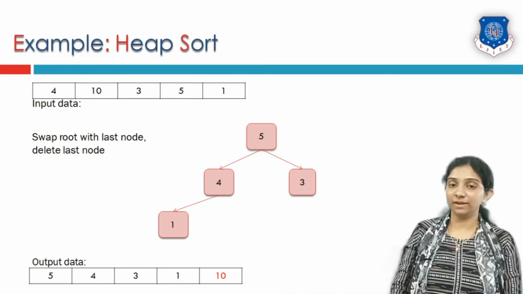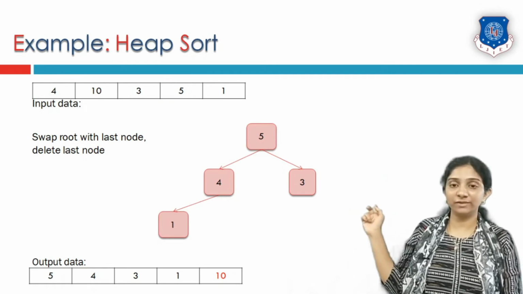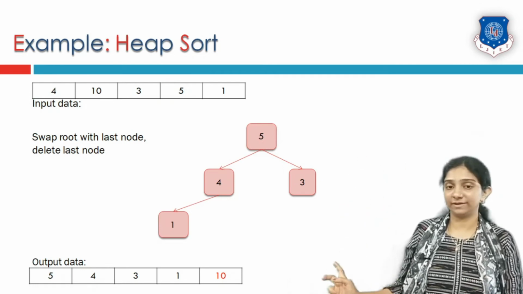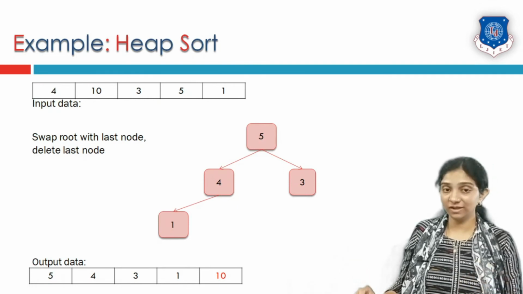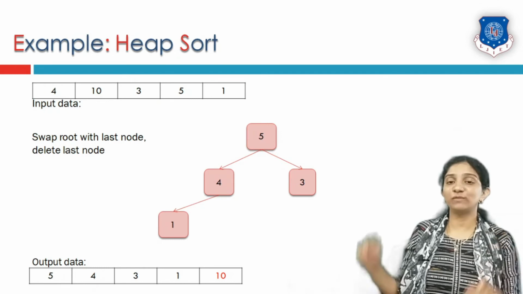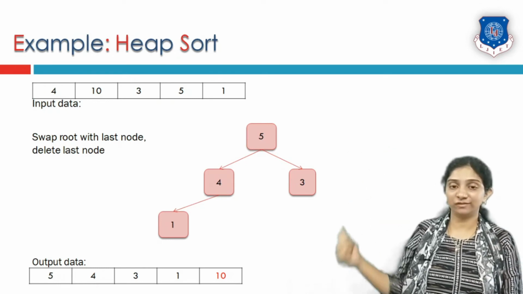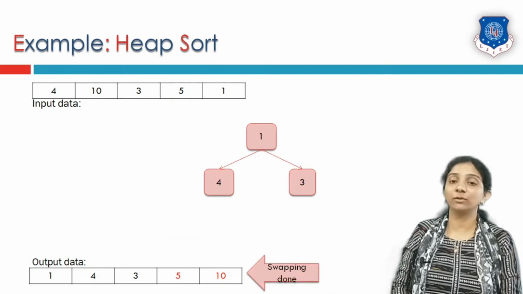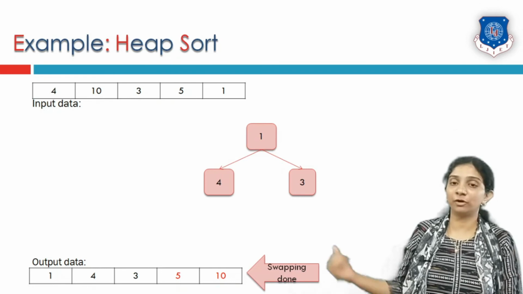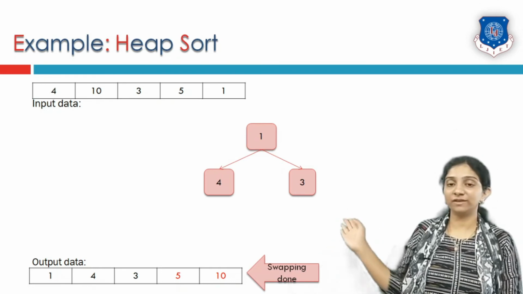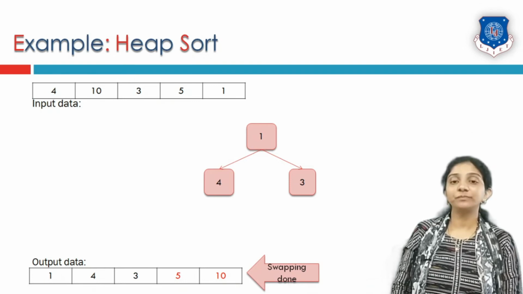Now here again, is it a max heap tree? Verify once more. Is 5 greater than 4 and 3? Yes. Is 4 greater than 1? Yes. Then what do we have to do? We have to perform the last step, that is to swap the very first and the very last element. So root is 5 and the last element is 1. They are going to get swapped and 5 will get deleted from the tree after swapping, but they are still present in the array list.